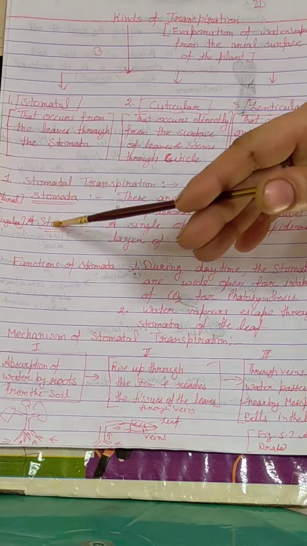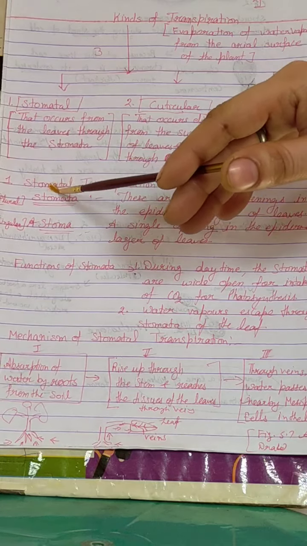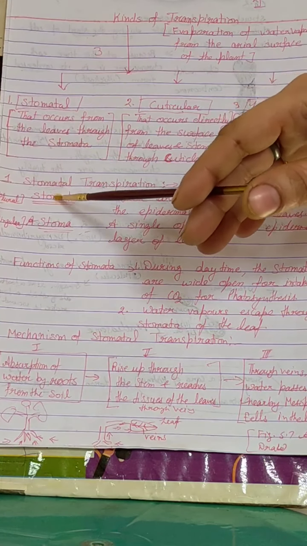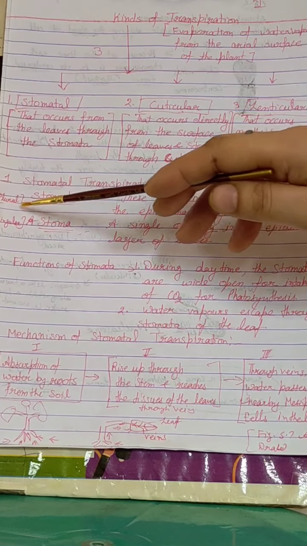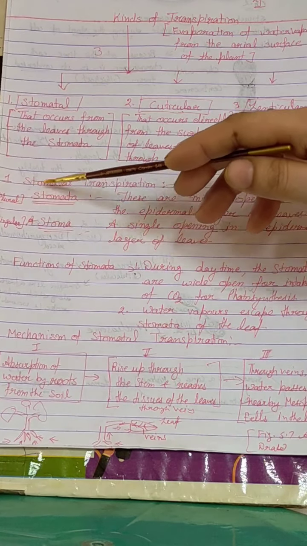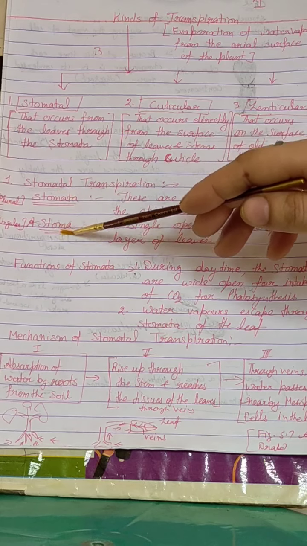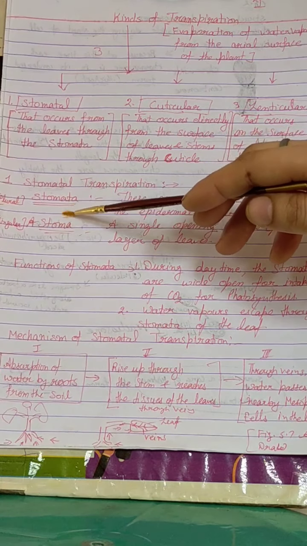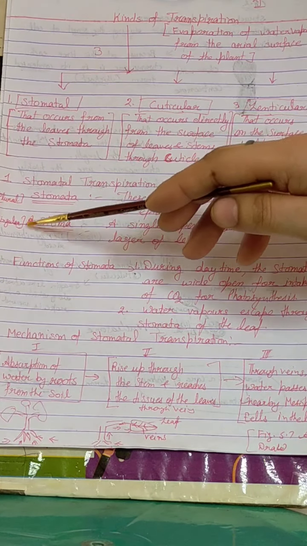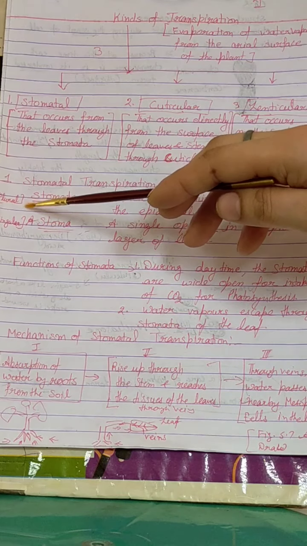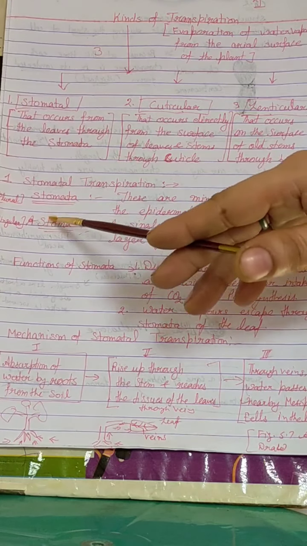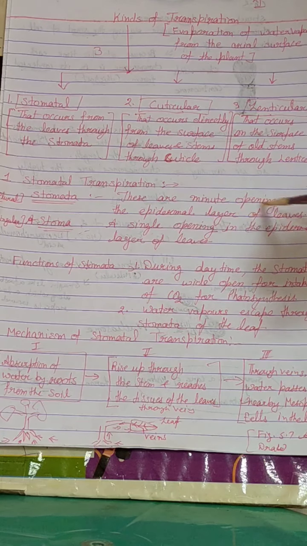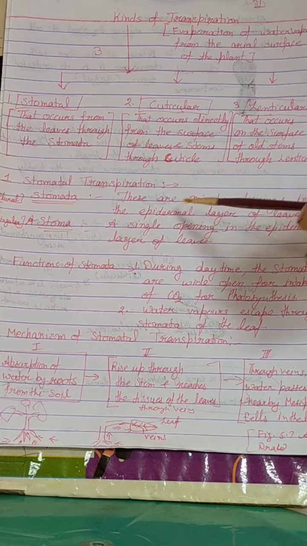As the name suggests, stomatal transpiration means the transpiration that occurs through the stomata. So what are stomata? Stomata is a plural term, used when there is more than one. The singular is stoma, and the plural is stomata. So what are stomata? These are minute openings in the epidermal layer of the leaf.